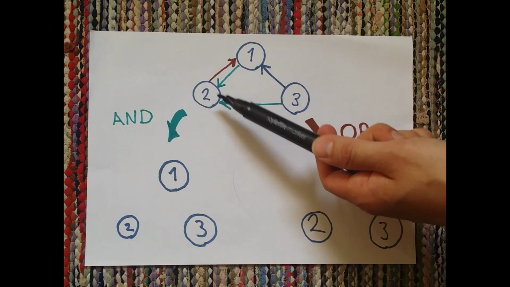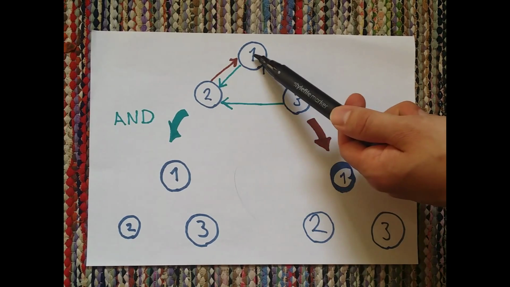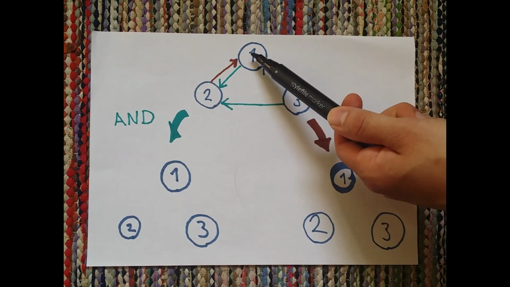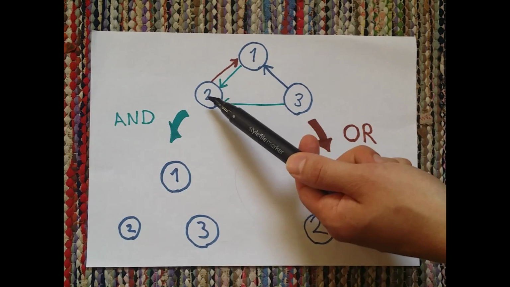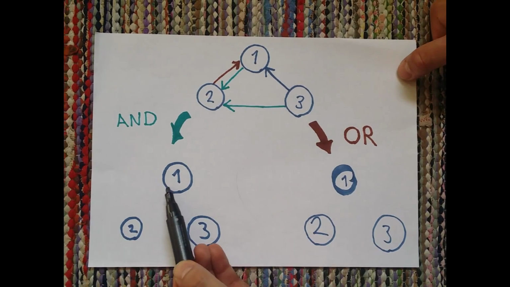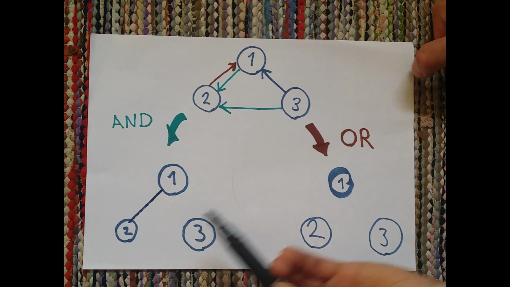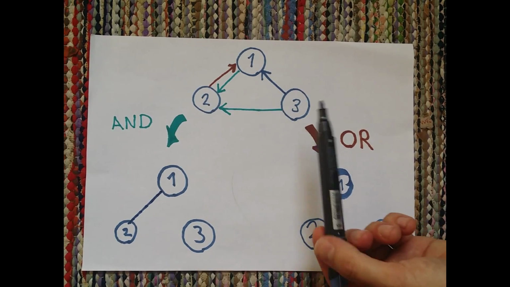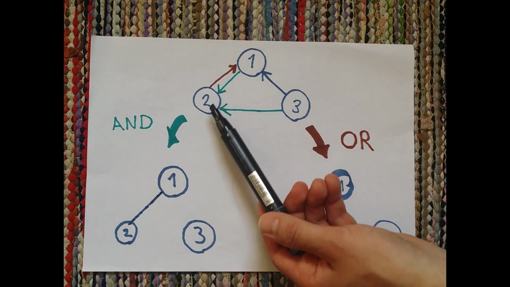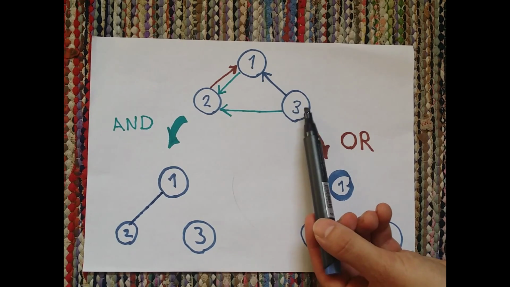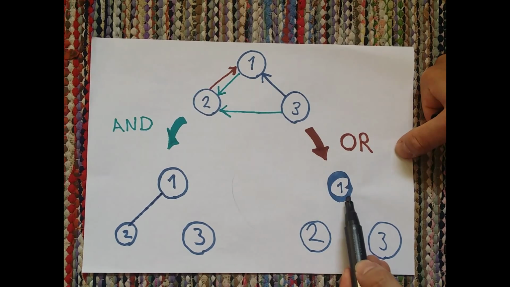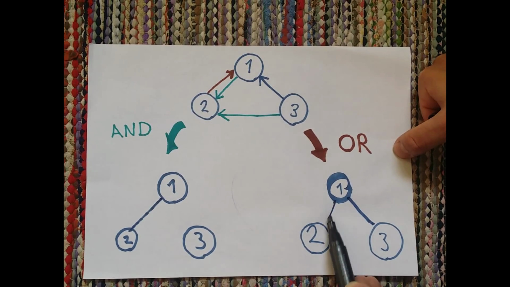Here we can see that 2 is a neighbor of node 1 and 1 is a neighbor of node 2. So this edge will be present in the AND graph. No other edges are present because, for example, 2 is not a neighbor of 3. However, all these edges appear in the OR graph.